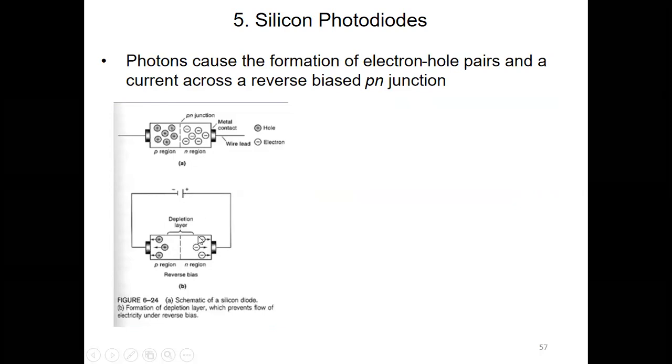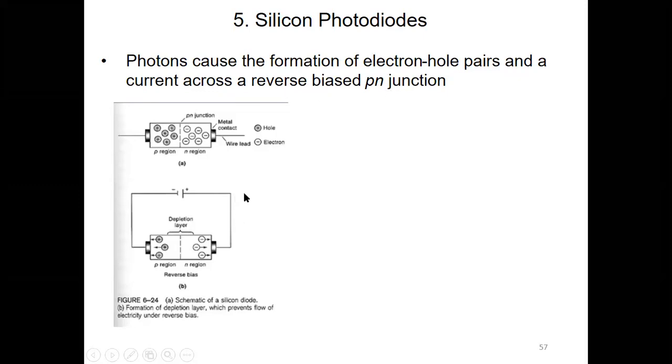Therefore, the electrons in the N region go towards the positive charge, and the holes in the P region go towards the negative charge. Therefore, a depletion layer will be generated when we give a reverse bias, right? So the photon causes the formation of electron hole pairs and a current across a reverse bias p-n junction.